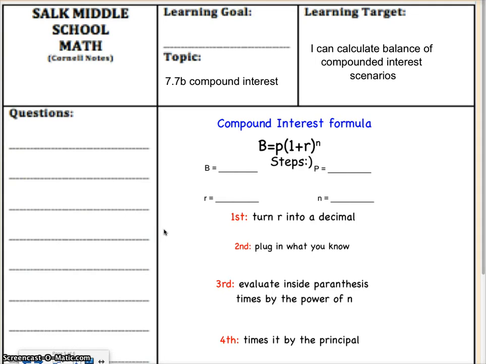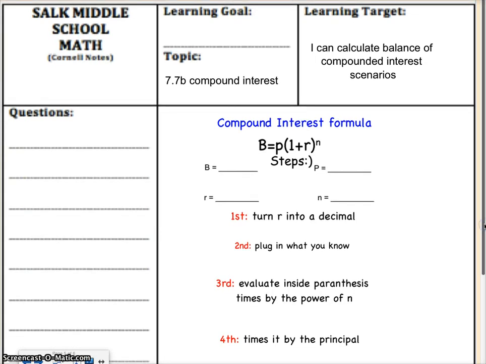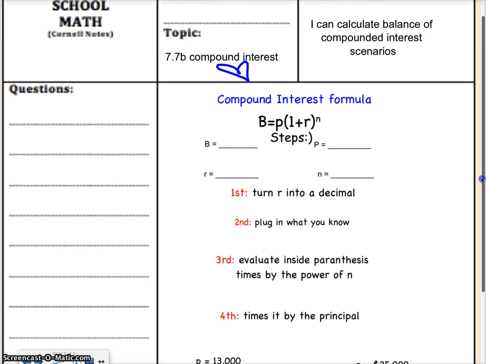Into the last lesson of our interest unit, related to compound interest. You're going to be able to calculate compound interest today using the formula. This is the fun formula. I love it. How you say this formula is B equals P times 1 plus R to the n. So what you need to know is what all these variables represent.